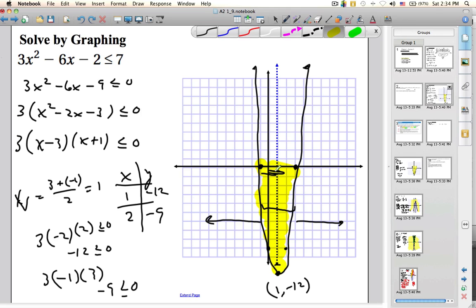So again, it's going to be a compound inequality. I go from negative 1 to 3. So x is greater than or equal to negative 1, and it is less than or equal to 3.